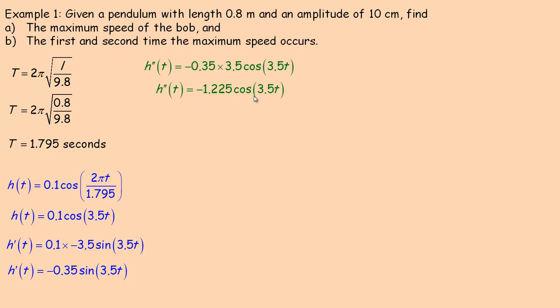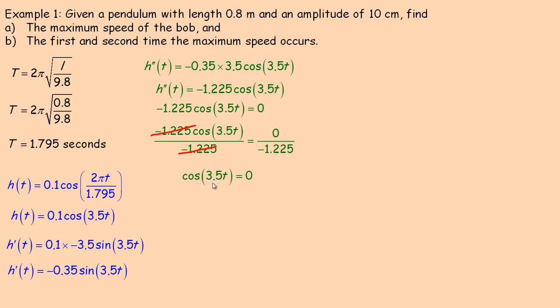And I want to find the maximum value of this, so I set my next derivative, the second derivative, equal to 0, and I want to solve for t here. So first I want to get rid of this negative 1.225, so divide both sides by negative 1.225. And of course, these will divide out. And so we would then get cos 3.5t equals 0. So where is cos equal to 0? I'm going to bring in my unit circle here.